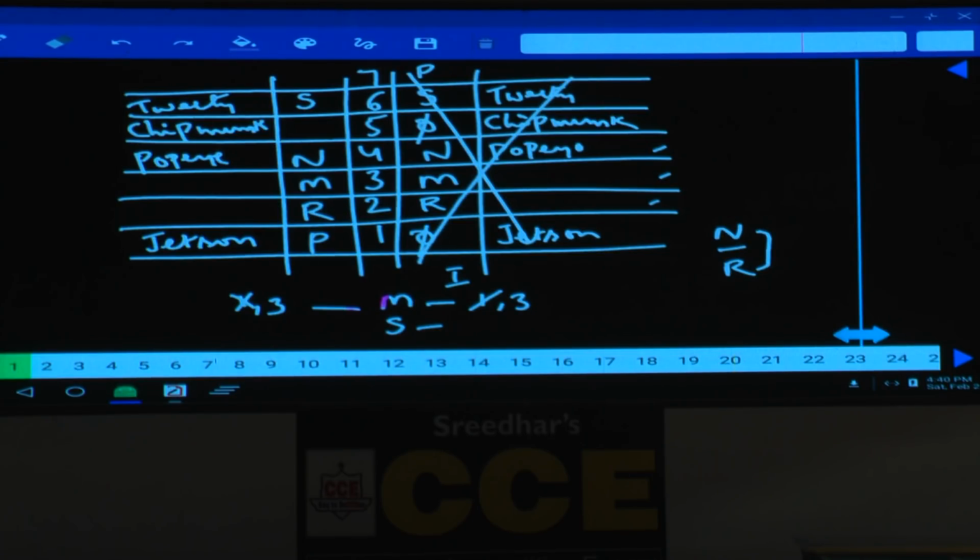The first case is completely ruled out, isn't it? Because O neither likes Chipmunk nor Judson. Hence, O must be at this place. If O is here, tell me who is the person left over? Q is the person left over.